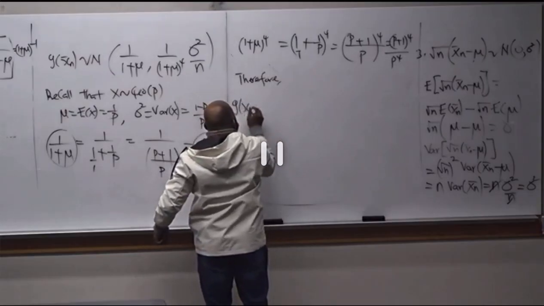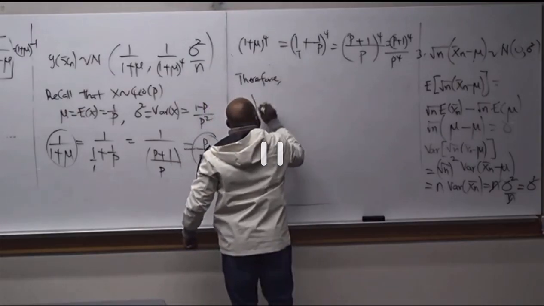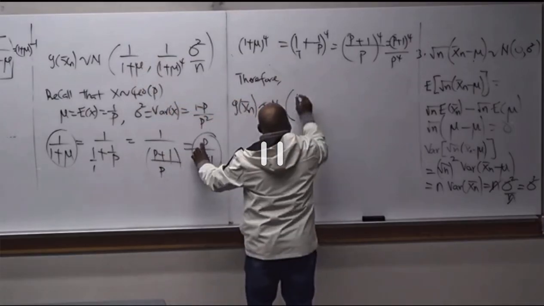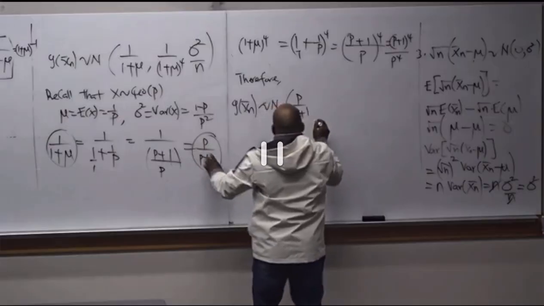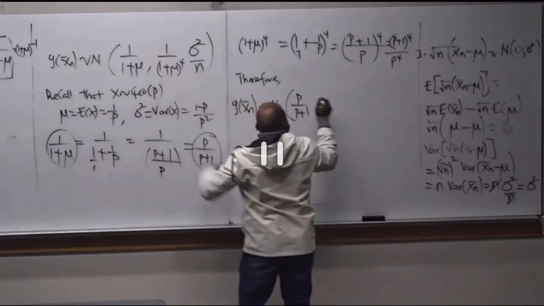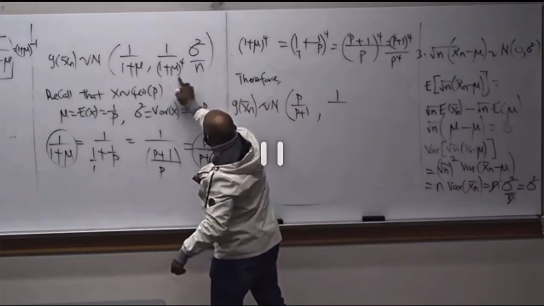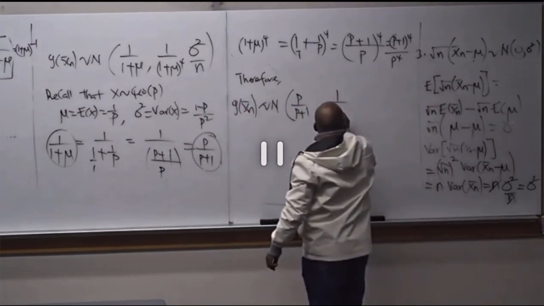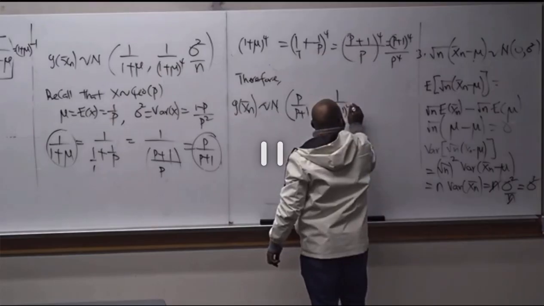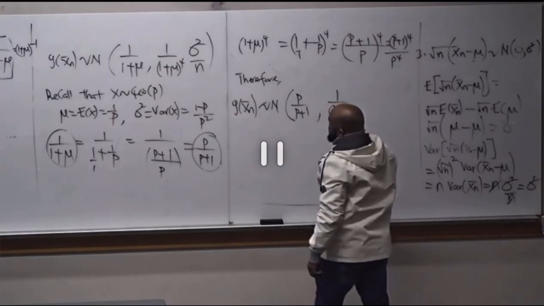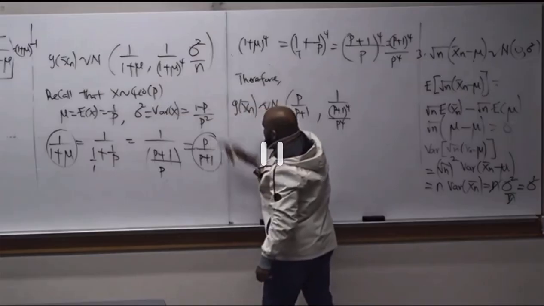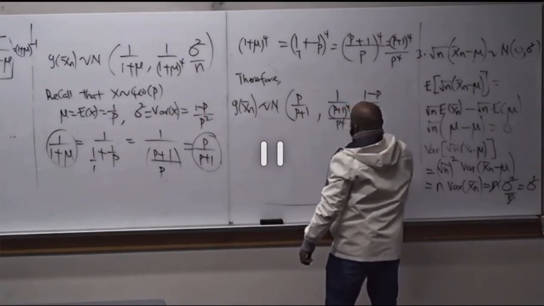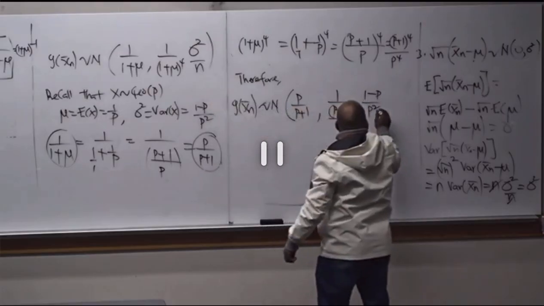If I finally want to write this, I'm going to say, therefore, the g prime of X bar follows a normal distribution. Instead of 1 over 1 plus mu, I'm going to have this, comma. Now here, instead of this, I'm going to have p plus 1 raised to power 4 over p to the 4. Instead of sigma squared, I'm going to have 1 minus p divided by p squared. And don't forget the n. I'm going to put the n here.